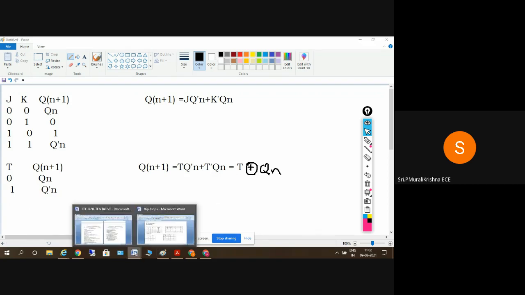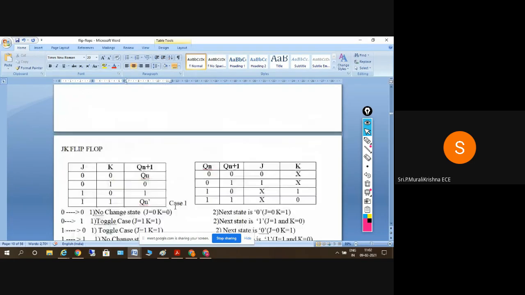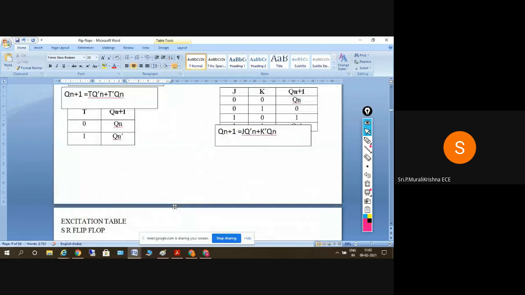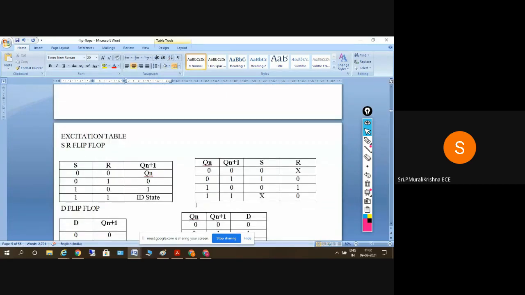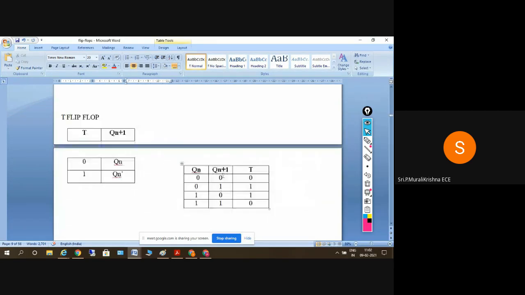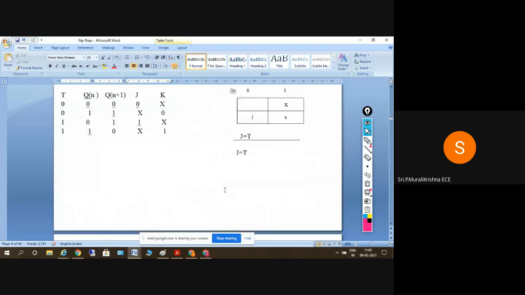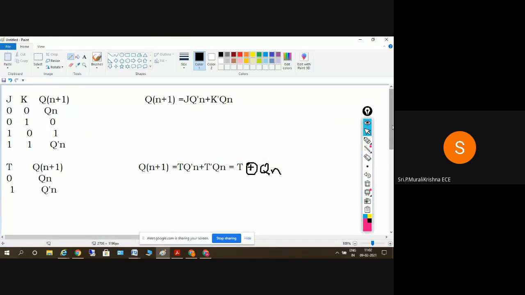Next class we'll see the excitation tables of these flip-flops, which are very important. Truth tables and excitation tables are very important in any kind of sequential circuit design. If we talk about sequential circuit design, you should know truth tables and excitation tables. Then we can go for the design. So next class we'll see the excitation tables.